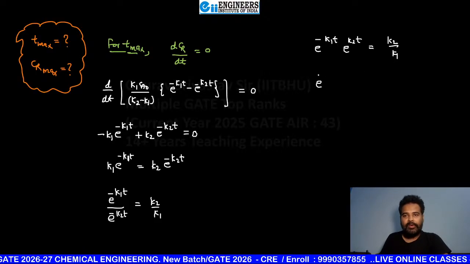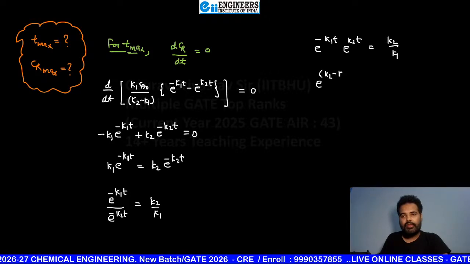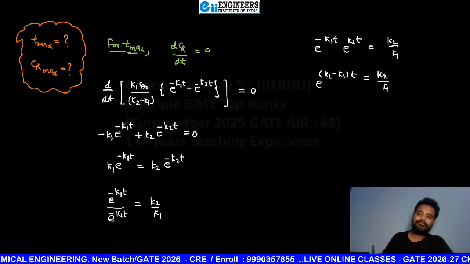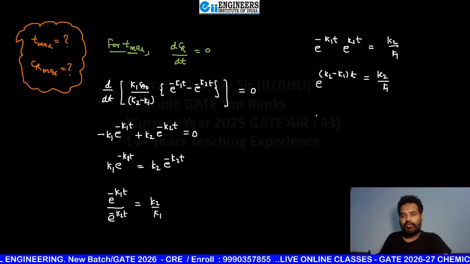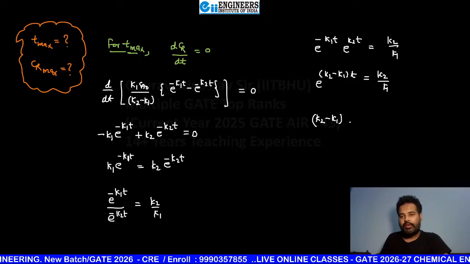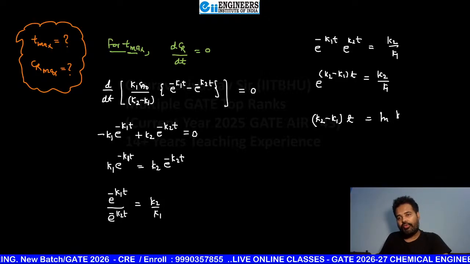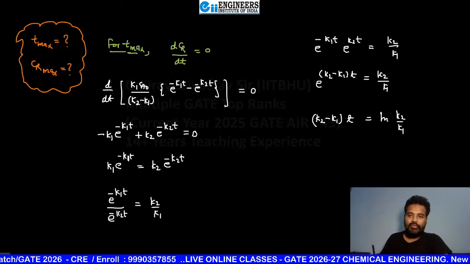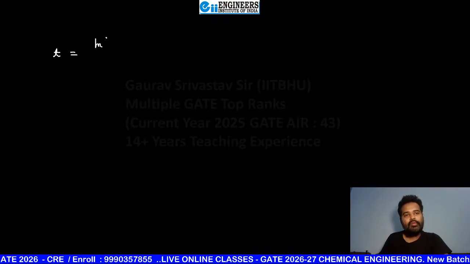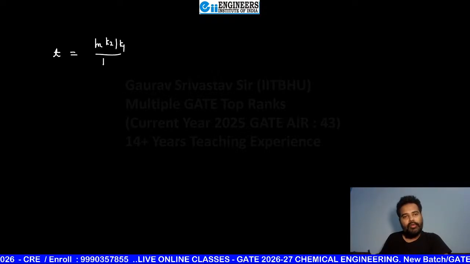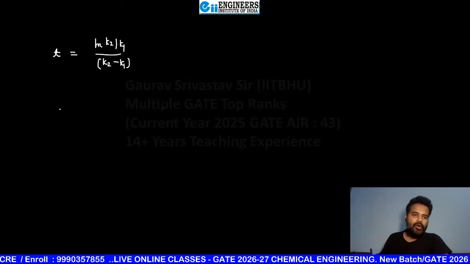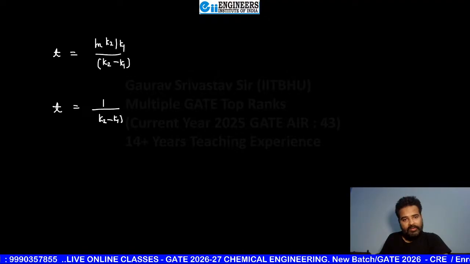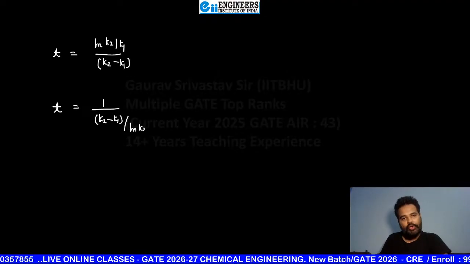Or you can write e raised to power t, you can take common, so it will come k2 minus k1 t, and it becomes equal to k2 by k1. Okay, take logarithm, so it can be written as k2 minus k1 t equals ln of k2 by k1. Further moving, we can write t equals ln of k2 by k1 upon k2 minus k1. Or further moving, we can arrange it as 1 upon k2 minus k1 upon ln of k2 by k1.